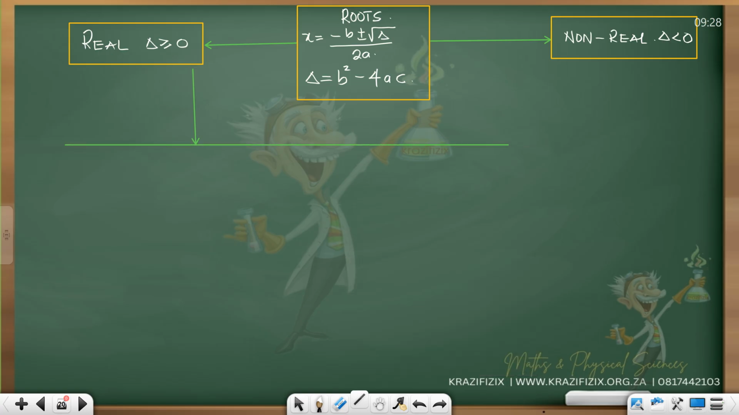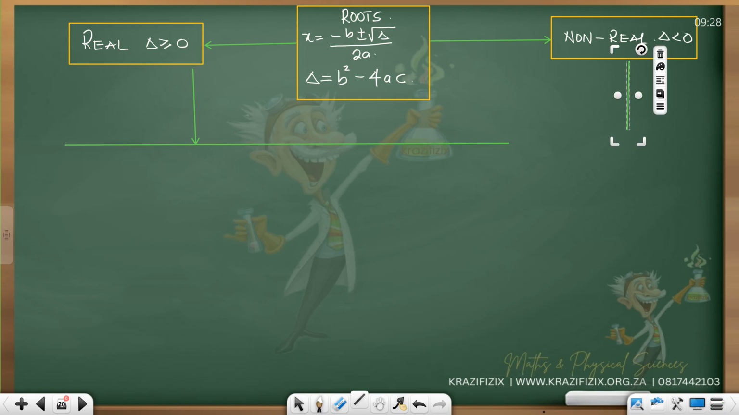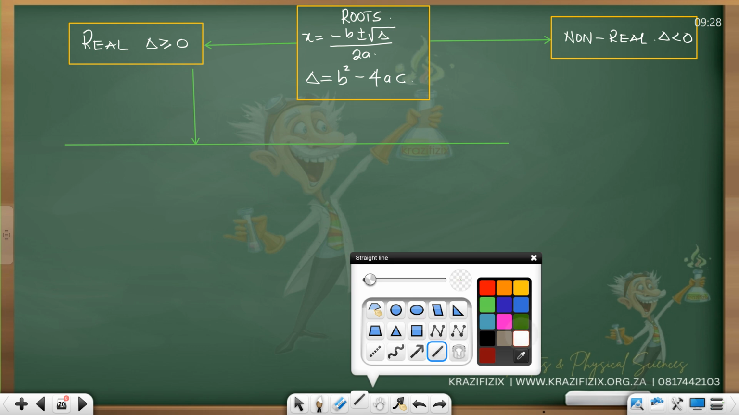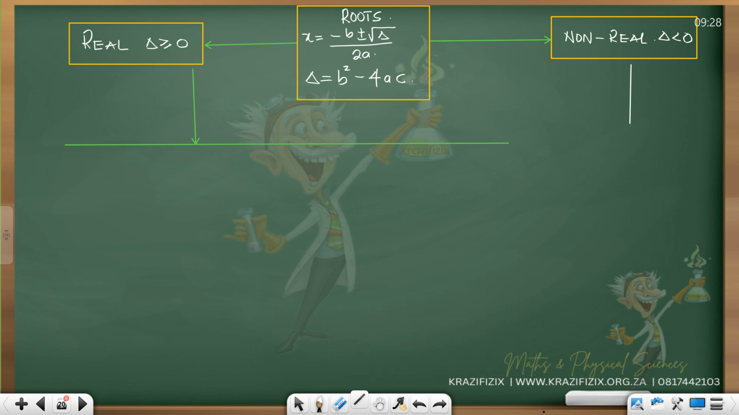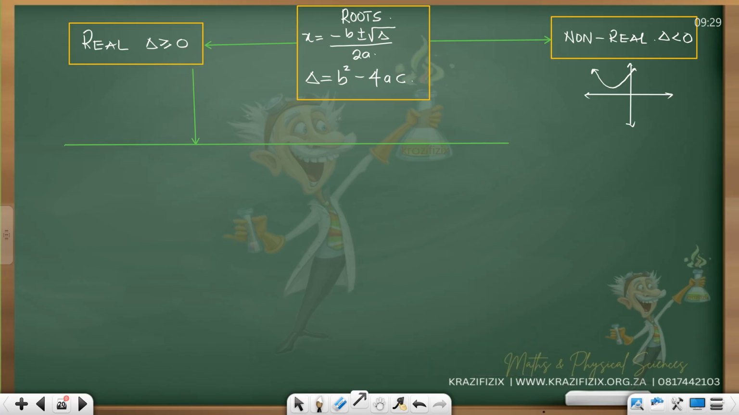I'm done with non-real root, right? Let me not forget to draw a graph here. Let's use white. Sorry, I just like colors. Like I said, don't draw anything yet so that you'll be able to see how to manage. That's my non-real root. It's not touching. The first one under real roots will be equal roots.